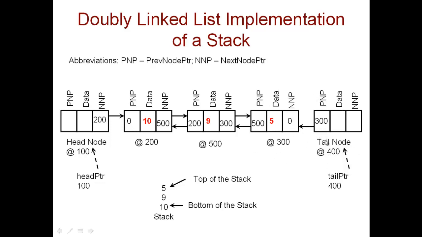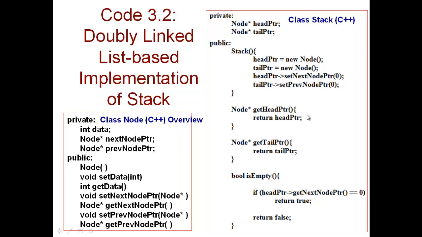Alright, so the head pointer stores the address of the head node, from which you can traverse in the forward direction. Similarly, the tail pointer will store the address of the tail node. So in the node class, each node has these 3 member variables. In the stack class, which is similar to the list class before, you're implementing a stack as a double linked list. You'll have the head pointer and tail pointer. So these are the 2 member variables for a double linked list based implementation of a stack.